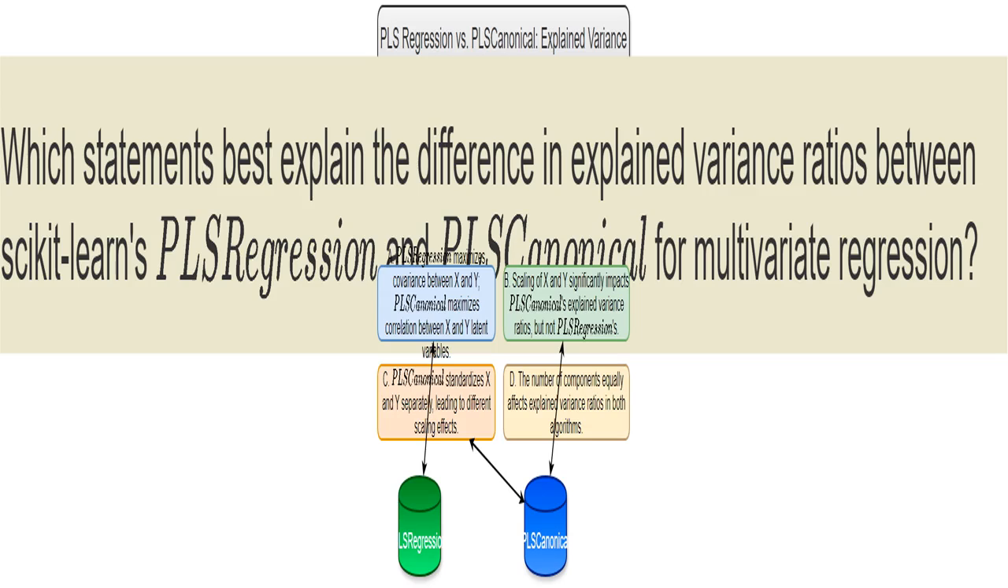This statement gets to the heart of it all: the different optimization goals. PLS regression aims to maximize covariance, a measure of the linear relationship between variables considering both direction and strength, while PLSCanonical aims to maximize correlation, a measure of the linear relationship considering only direction. These different objectives lead to the differences in sensitivity to scaling and ultimately to the different explained variance ratios.